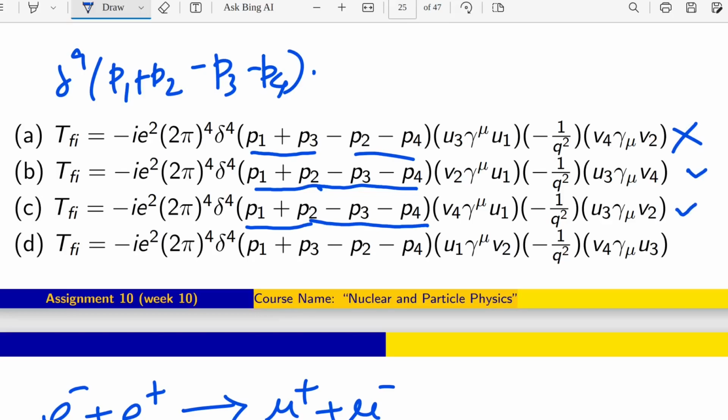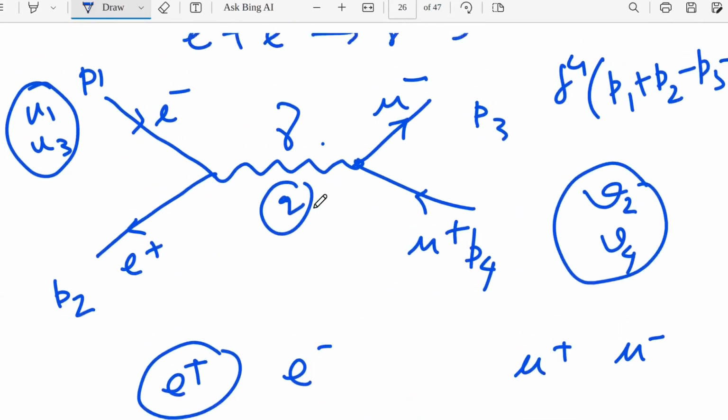But now coming to the D option, P1 plus P3 minus P2 minus P4, that is also not possible. So by conservation of momentum we can obviously cancel the A and D options. Now B and C options are left. Then how do we know which one is the correct one, B or C? Okay, now you can see, that is a very simple one.